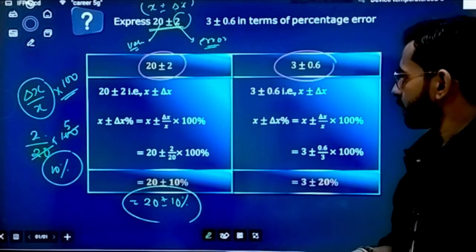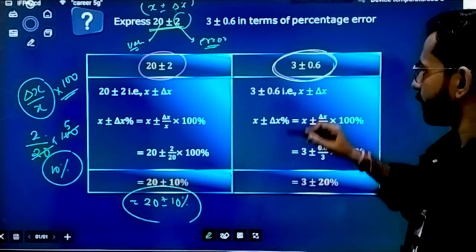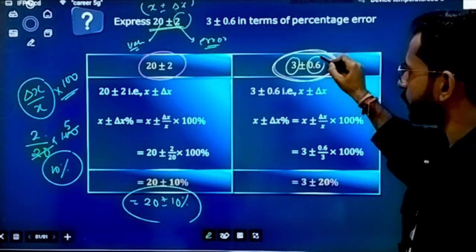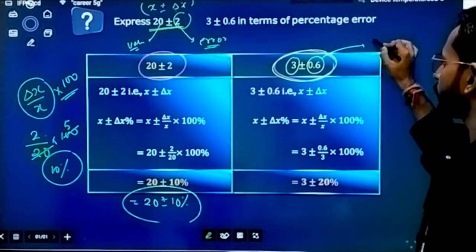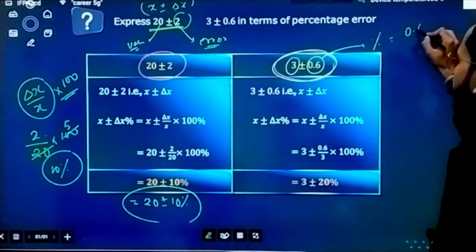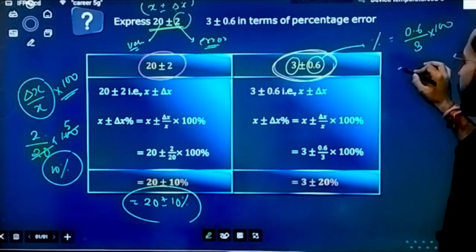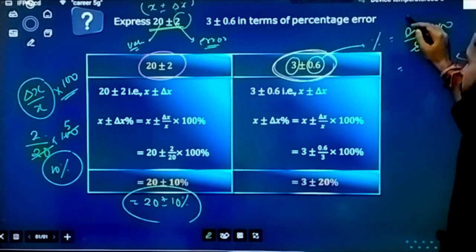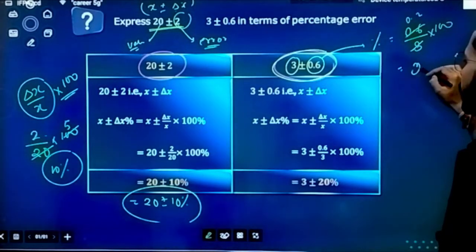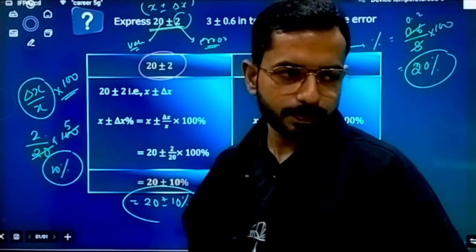So let's take one more example. Let's suppose it is given as 3 plus minus 0.6. What I've told you, this is the absolute value and this is the error portion. If you have to calculate the percentage error, how will you calculate it? Percentage error will be 0.6 divided by the absolute value, that is 3, into 100. Correct? Now just solve it. It will be 0.2. That means the answer will be 20%. That is the error that will be connected with this value.